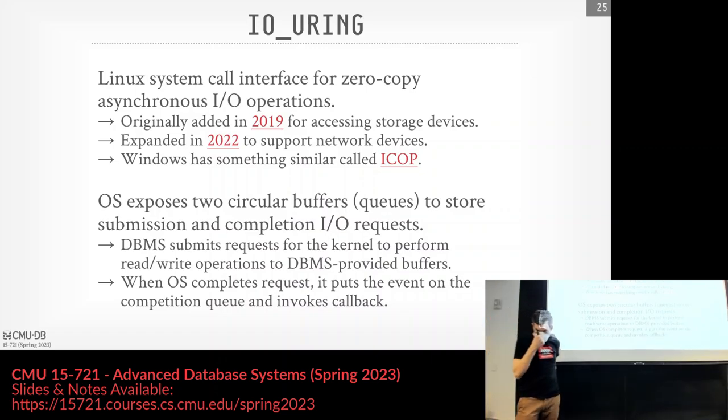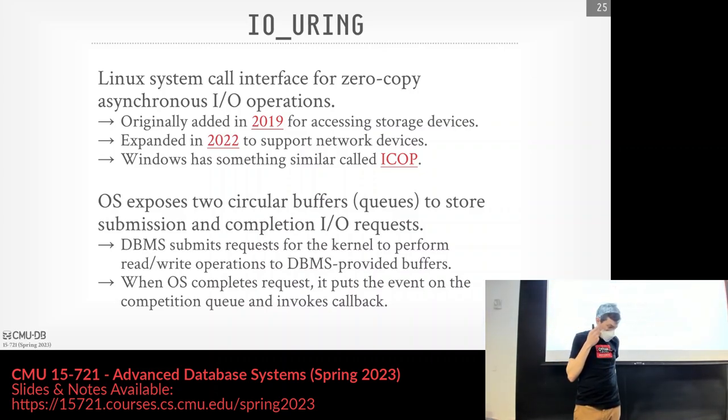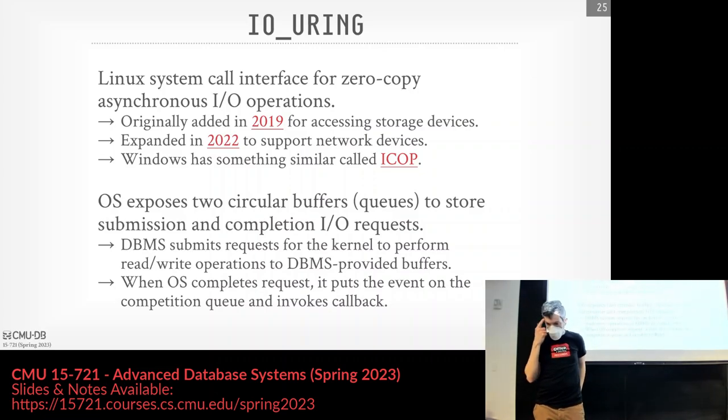Okay. So io_uring is this new system call that came out in, I guess, 2019, so four years now, to allow you zero-copy asynchronous I/O in Linux. The way to think about this is that it's like DPDK, where you want to avoid extra copies of data coming off the NIC, but you don't want to give up the OS doing a bunch of stuff you don't want to do.